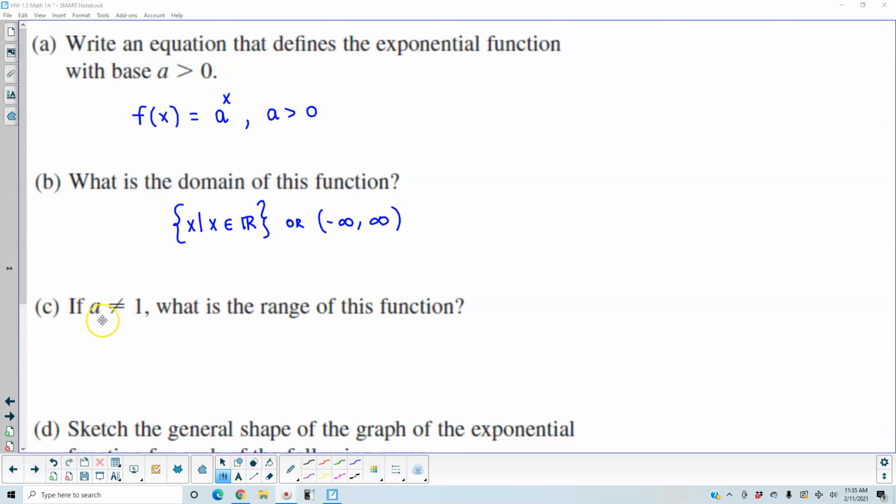Okay, now if the base a does not equal 1, then what is the range of this function? Well, the range of an exponential function always goes from the value of 0, but not including 0, to positive infinity.